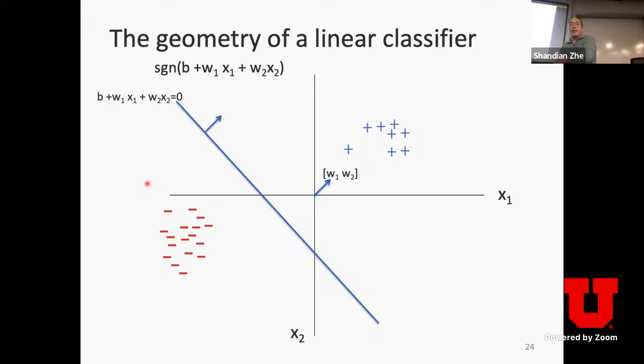Another important insight is that this classification boundary is orthogonal to the weight vector. Meaning w1, w2, this is a vector. The angle between this weight vector and the boundary is 90 degrees. As to why this is the case, I'll leave it as an exercise for you. Just recall what you have learned in, I don't know, grade 7 or grade 8. You'll be able to show that.